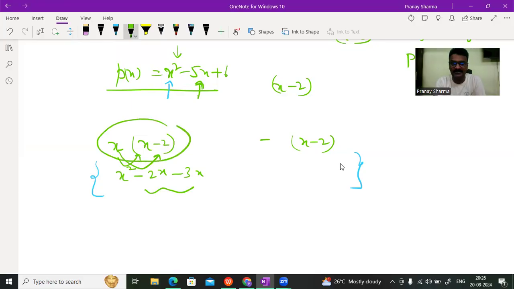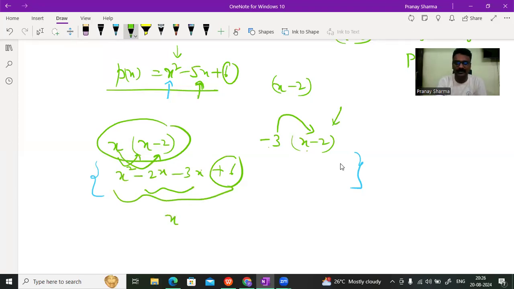Because this particular part is now over, we need to work on this part. So if you multiply this minus 3 with x minus 2, you will have minus 3x, but this minus 3 is also getting multiplied to minus 2. So this will become plus 6. Last term will get auto-adjusted. So that means our p of x is now ready.